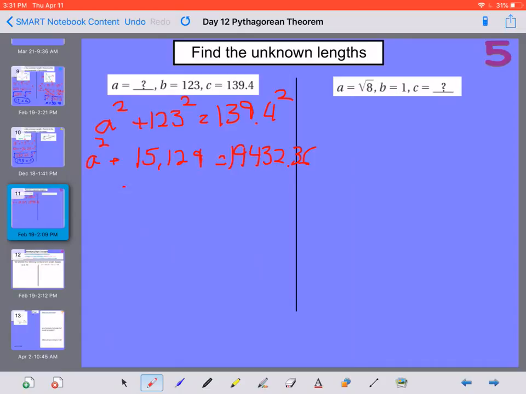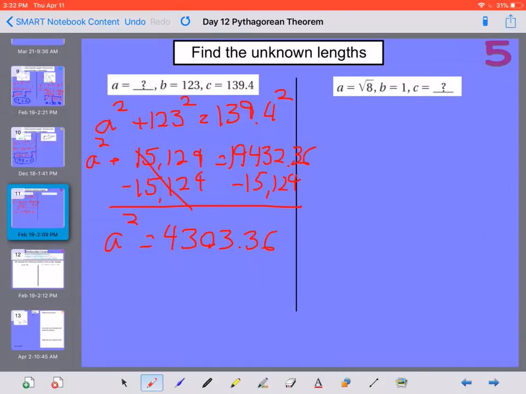So now we have to subtract the 15,129 from both sides. We get a squared equals, putting this in my calculator, we get 4,303.36. Find the square root of that, and we get a equals 65.8.